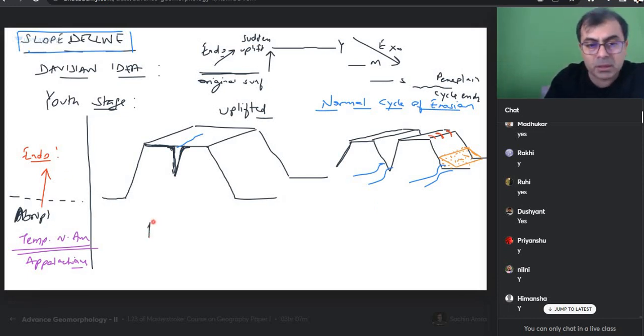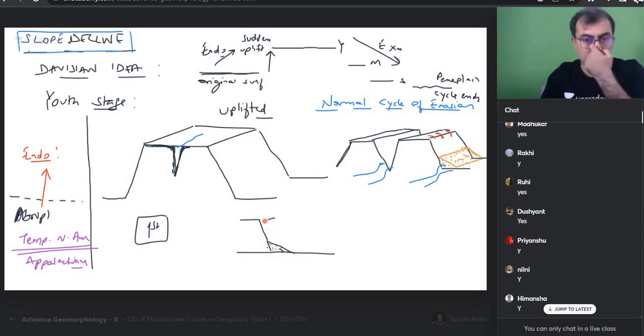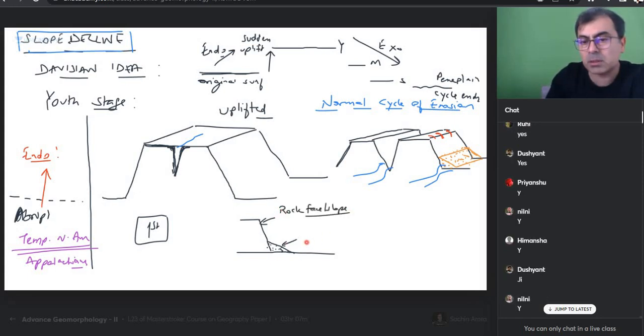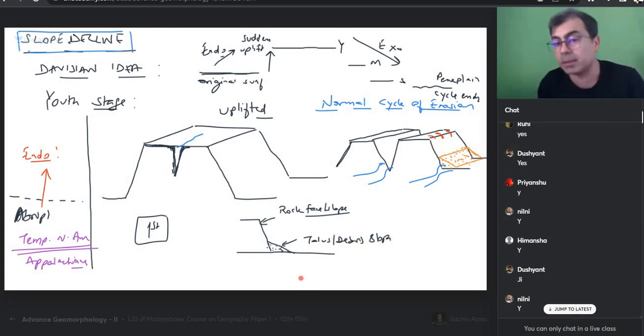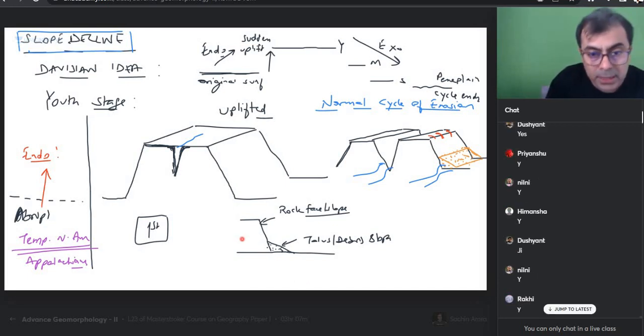So in the first stage, what do we get? We get such things. Is everyone okay? This is the bare rock face or rock slope. And what was this? Talus, debris slope. Is everyone okay? Talking about the slope, the original angle was this. Now what has become the angle? This has become the angle. True?